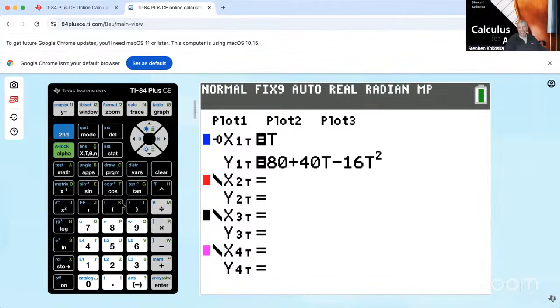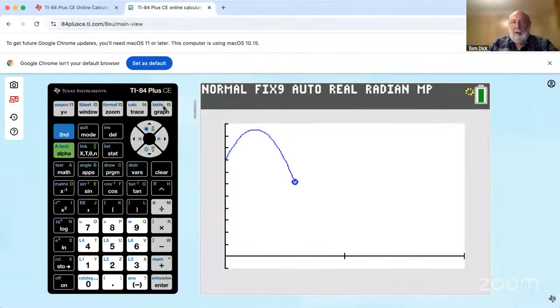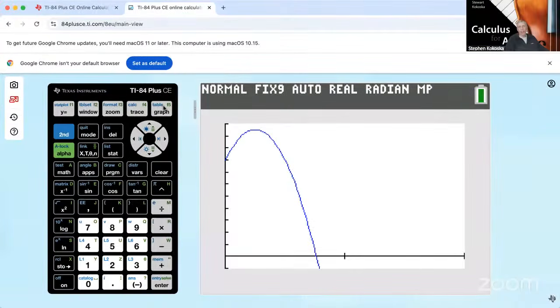Sure. Okay. T divided by 5, because I think you had T going from 0 to 5. So this will go from 0 to 1. So let's see what happens with this. Okay. Yeah, there you go.